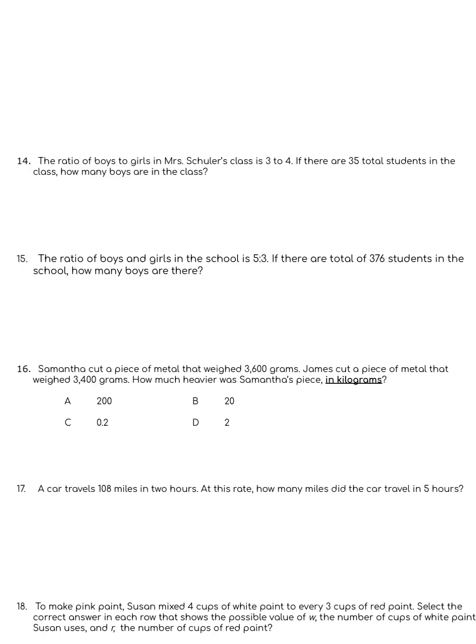The ratio of boys to girls in Miss Euler's class is 3 to 4. If there are 35 total students in the class, how many boys are in the class? So if I write my labels, let's just say for a minute, boys to girls is 3 to 4 equals boys to girls. 35 total students in class, how many boys?